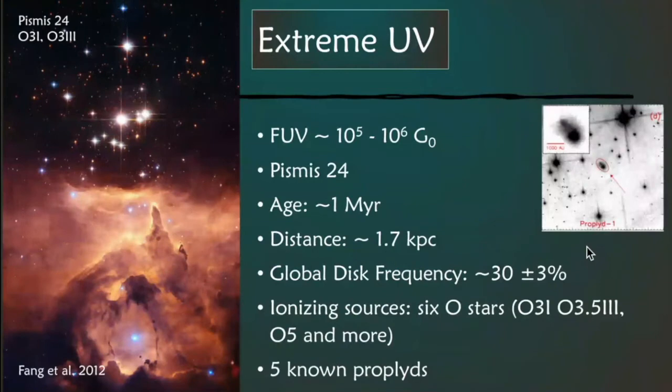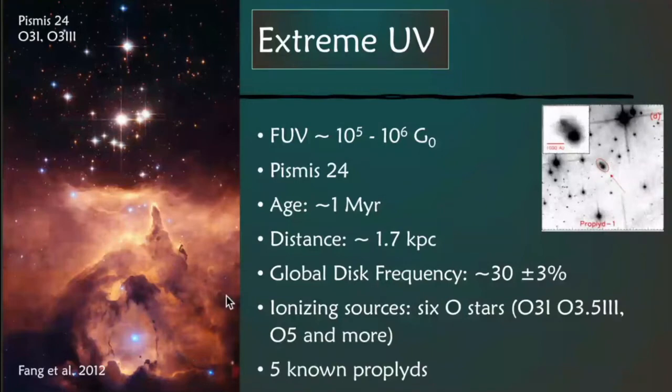So here's one example that Andrew also mentioned, which is TFTS2020. I wanted to briefly mention extreme cases of UV background. In this case, the ionizing sources are like 6 O stars, and there are 1,000 B stars, O3. So Orion, ONC, is O6. In this case, there are 2 O3 and more of them. So it's actually quite distant, 1.7 kiloparsec, and about 1 million years as well.